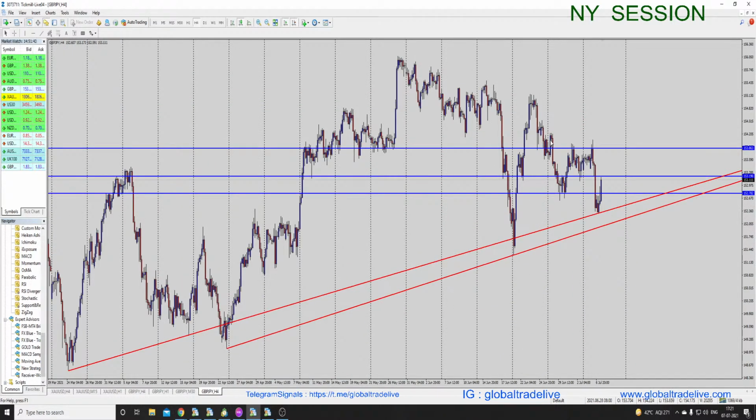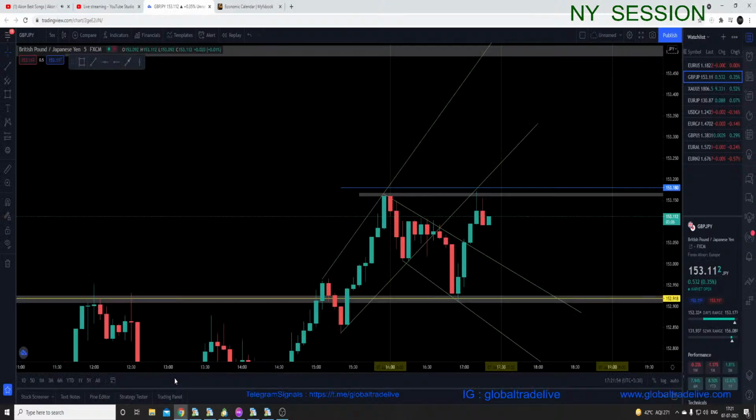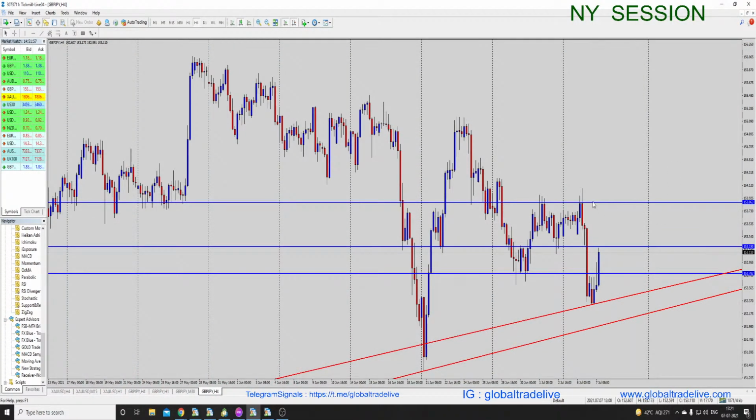Okay, so now I see some symmetry here. There is this symmetry forming at this point. You know what, guys? I think it should be falling down.